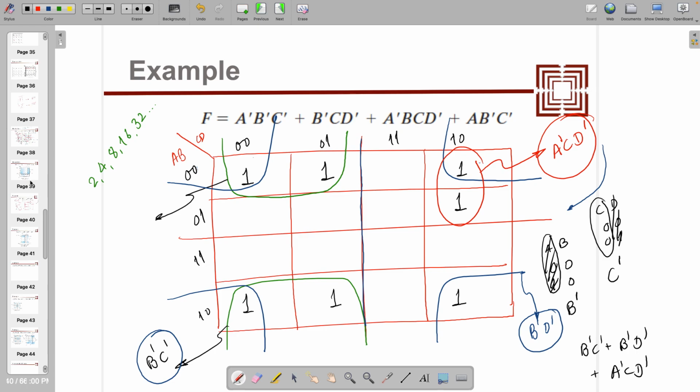Okay, any doubt, anyone? This is not the unique answer, by the way. You might have some different answer, right? But get the simplified one where you will have the least number of gates. That is the main agenda, right? This is the easiest way.